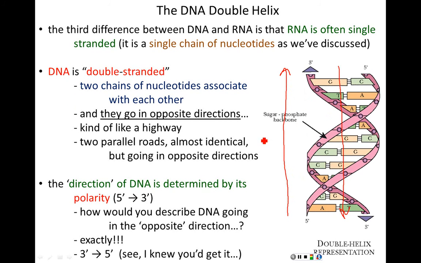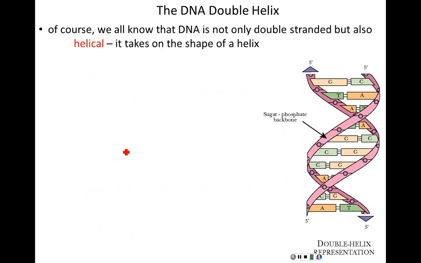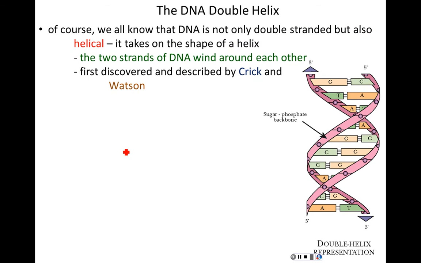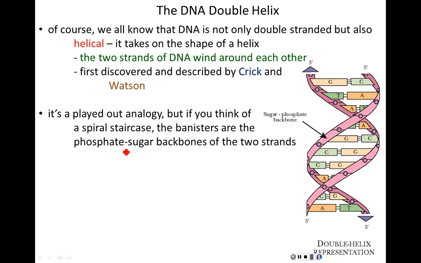Whoops. And DNA is not only a double-stranded molecule, it is a double helix. We all know, I'm sure, that DNA is a helical molecule. It takes on the shape of a helix. The two strands are not only associated with one another, they wind around each other. This structure was first discovered by Crick and Watson. I think at this point you all know why I don't say Watson and Crick. I have a great deal of respect and admiration for Crick, and I have a great deal of contempt and negative feelings for Jim Watson. It's a played-out analogy, but it's the one that's always used.